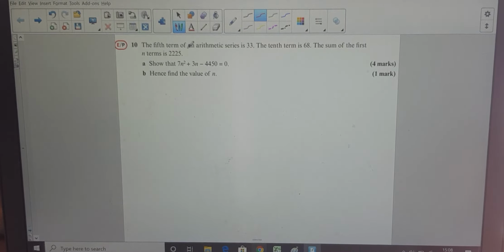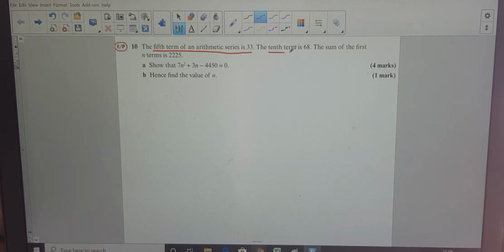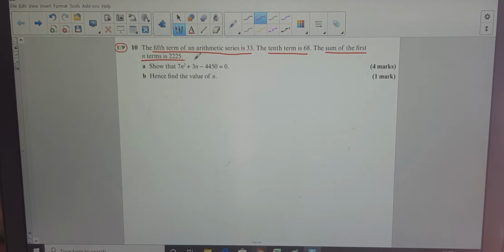The fifth term of an arithmetic sequence is 33, the 10th term is 68, and the sum of the first n terms is 2225. Show that 7n squared add 3n minus 4,450 equals 0.